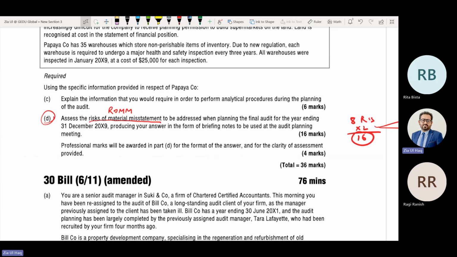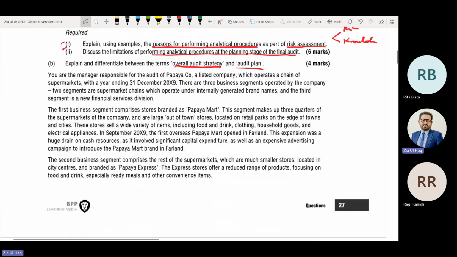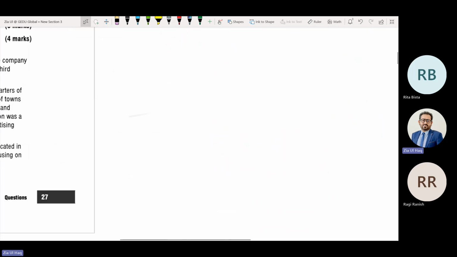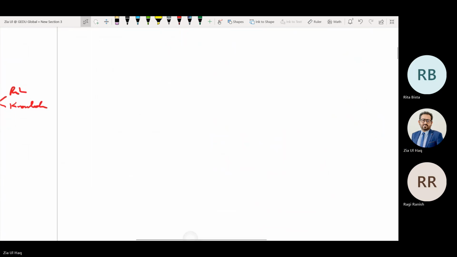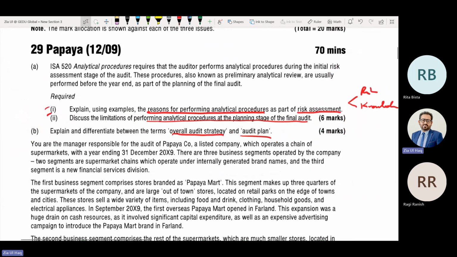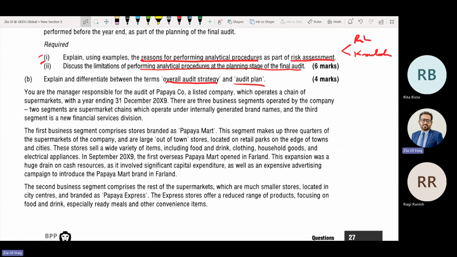So for 60 marks, we need to identify the risk of material misstatement. Okay. So we'll put the heading risk of material misstatement, and whatever issues we find, we'll put its heading and discuss. That's it. So you are a manager responsible for the audit of Papaya company, a listed company, which operates a chain of supermarkets with the year ending 31st December 2009.